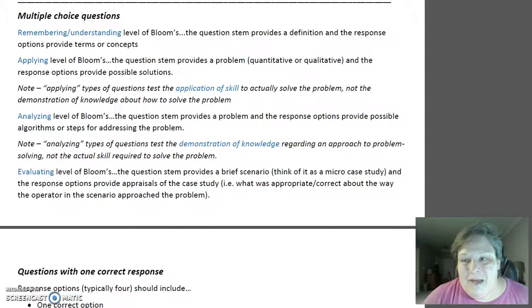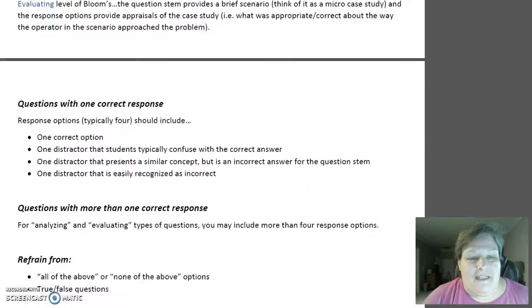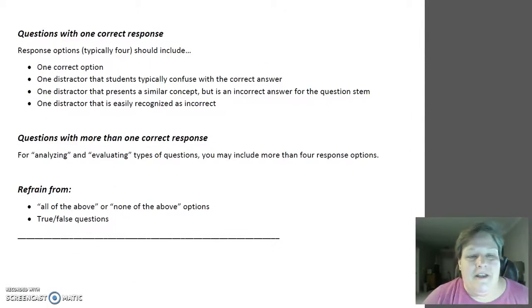But there are some rules of thumb that you should know when you are dealing with multiple choice questions. First, you typically only want to have 4 response options, and they should be pretty concise, no longer than what you see here in the example, that each bulleted item is no longer than 1 line. If it gets to be more than 1 line, it's just too confusing for the students.